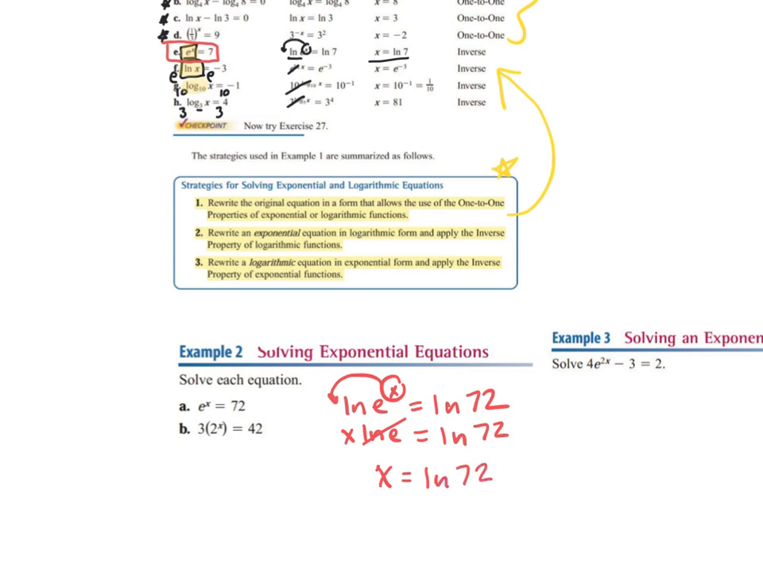ln of 72 we can just put in our calculator. So x is equal to 4.2767.